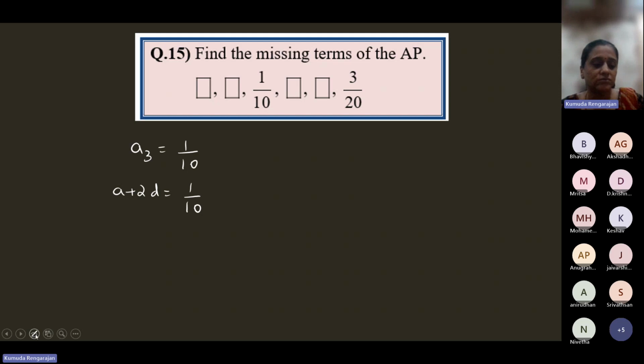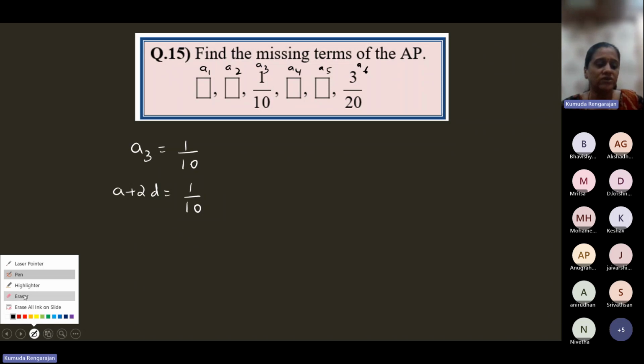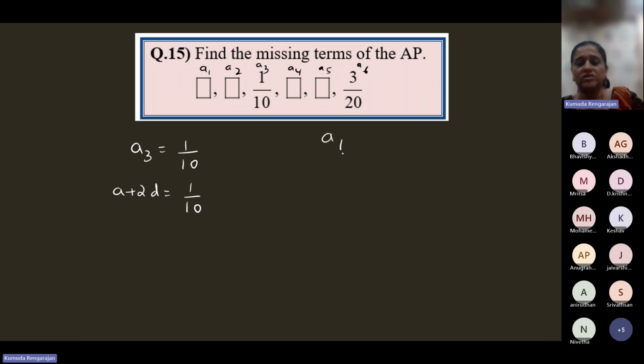See, this is A1, this is A2, this is A3, this is A4, this is A5, and this is A6. So we also know A6. The sixth term we know. What's the sixth term? It's 3 by 20. A plus 5d is equal to 3 by 20. So we have two equations. You should write them one below the other.